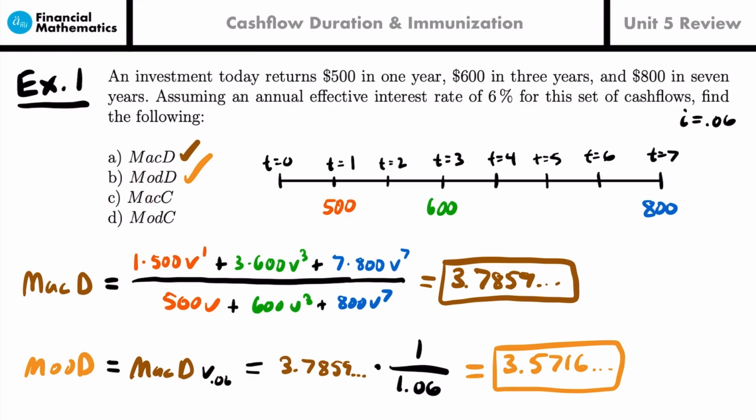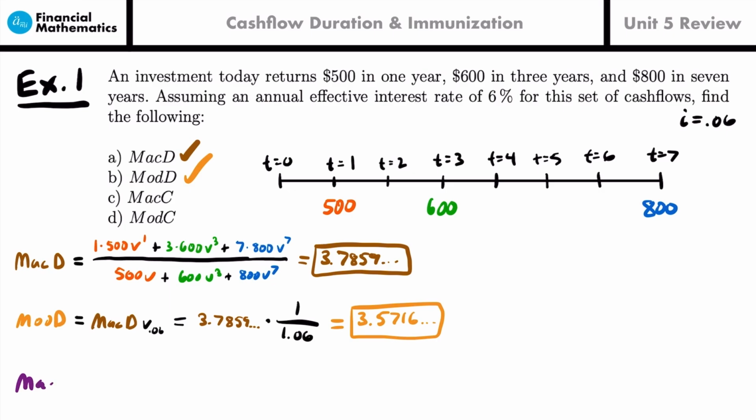Now let's move on to part C. Let's calculate the Macaulay convexity. And remember that the Macaulay convexity is calculated very similarly to the Macaulay duration. The only difference is that these times that we're multiplying by the present value of each cash flow, those times will be squared. So here's what the Macaulay convexity calculation will look like.